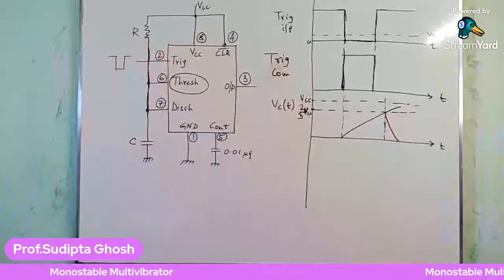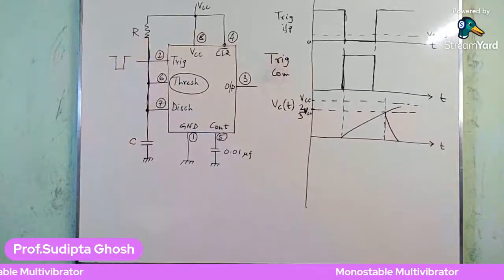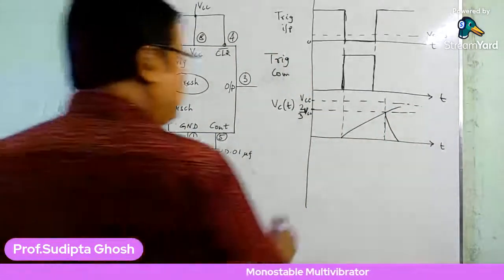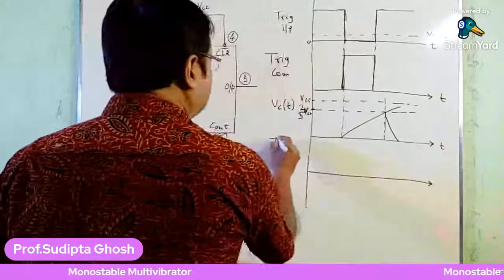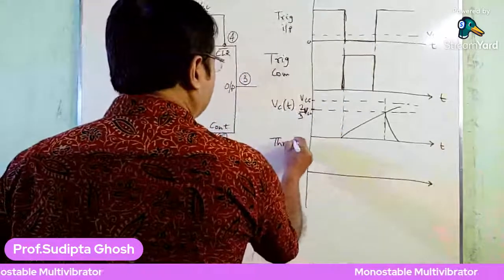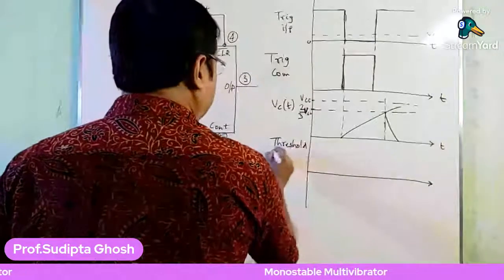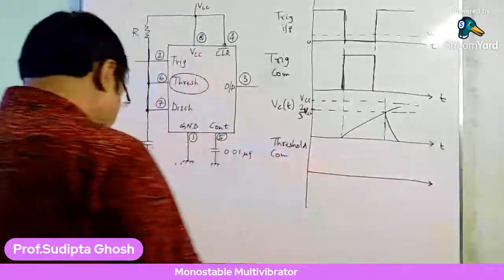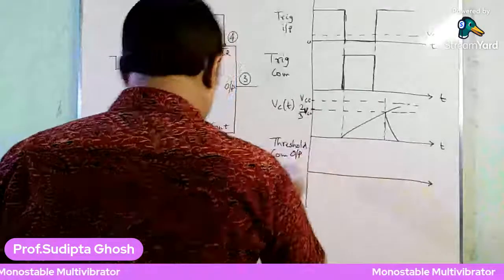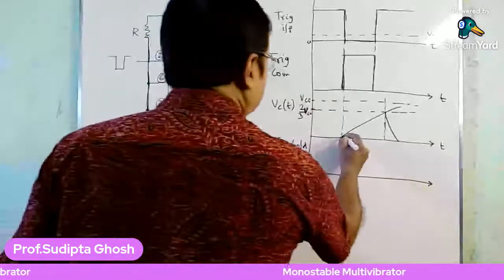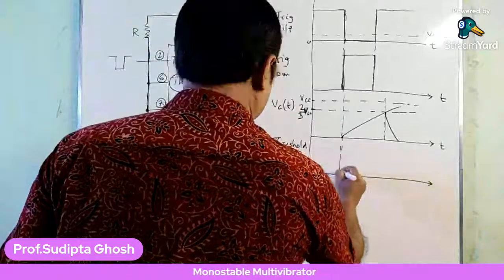Okay, so this is VCC, and this is the capacitor voltage value. Now, what is the value of the threshold comparator output? Now I am drawing the threshold comparator output. As the capacitor, so I mark these points.